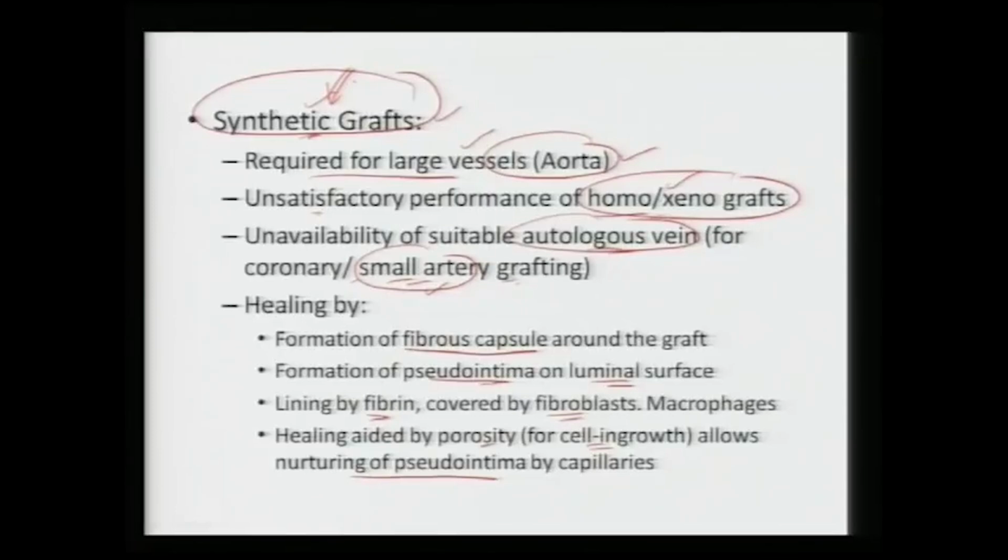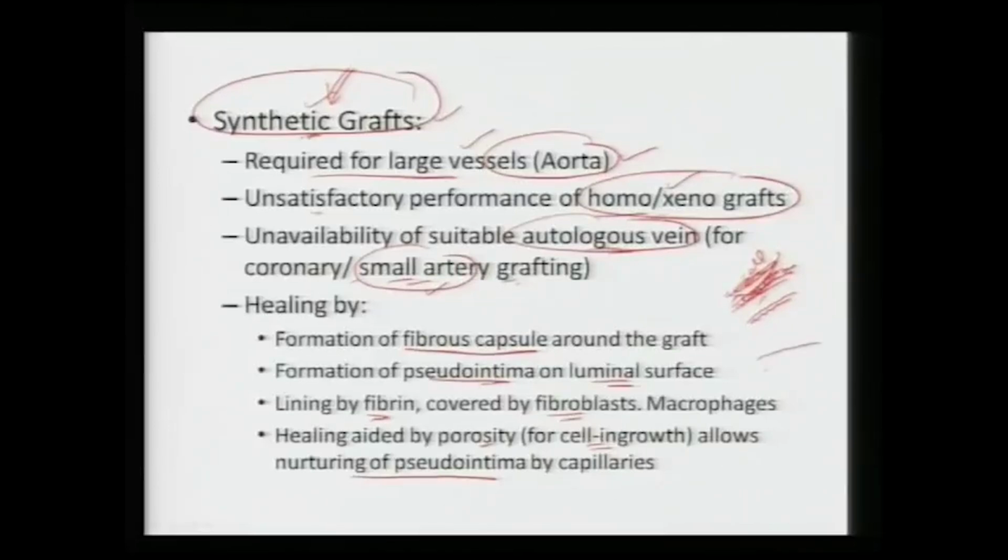In synthetic grafts, healing occurs by the formation of a fibrous capsule around the graft. So if we have a graft, we have some sort of fibrous capsule around it, which encapsulates it. Then there is formation of pseudointima. In the interfacial region of the graft and the cell, on the luminal surface of the tissue, the pseudointima forms, and then we get a lining of fibrin, which is now covered with fibroblasts or macrophages.